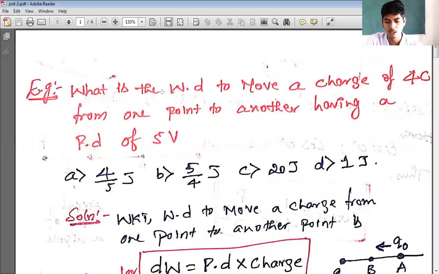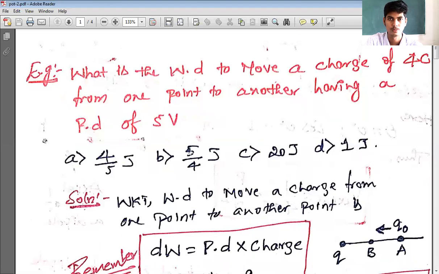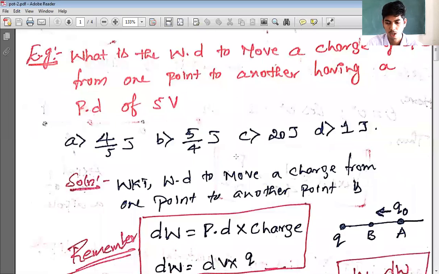What is the work done to move a charge from one point to another having a potential difference of 5 volt? You are supposed to calculate the work done to move a charge of 4 coulomb. There are 2 points. The potential difference between the 2 points is 5 volt. You have to move a charge of 4 coulomb from one point to another. What is the work done to move this charge? Options are 4 by 5 joules, 5 by 4 joules, 20 joules, 1 joule.